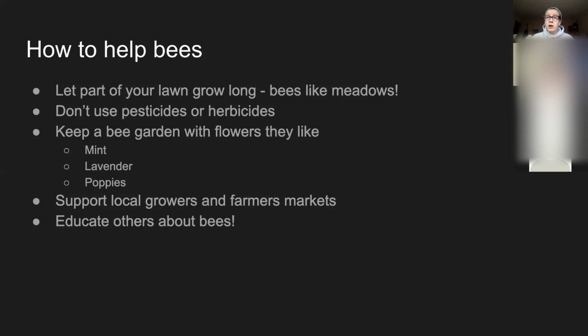You can also support your local growers and farmers markets. A lot of times local growers will have honeybees and you can buy honey directly from them. Supporting local growers also helps to support our pollinators. So you can ask your parents maybe sometime if you can go to the farmers market.